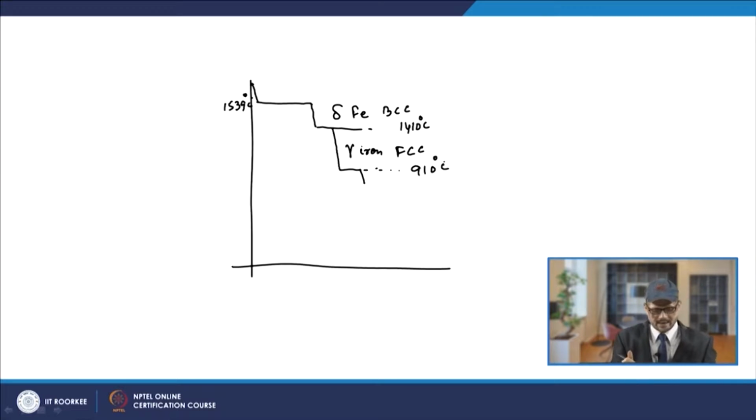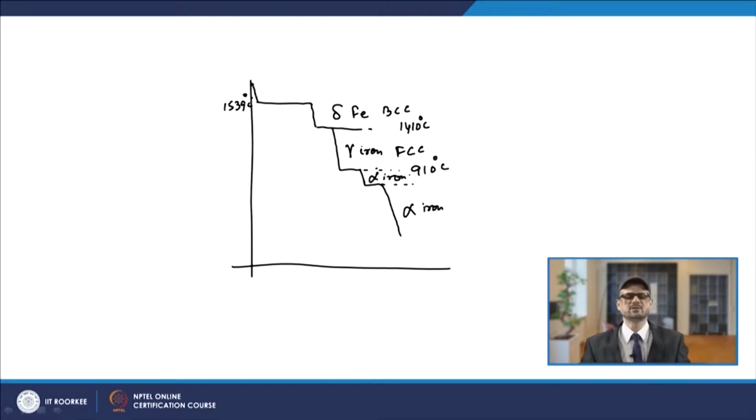Then below that, down to 768 degree centigrade, you get alpha iron, and further below also you get alpha iron. Both of these are BCC. The only thing is that the alpha iron is magnetic, and here it is non-magnetic. Gamma iron also is non-magnetic. So, that is the cooling curve for pure iron.